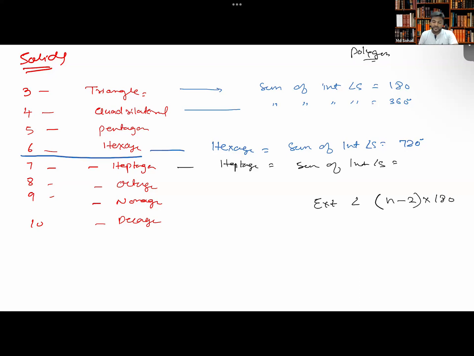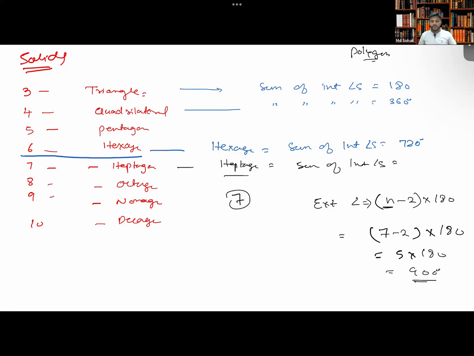Okay, so let's see if we can do this further. In the case of a heptagon, it's obviously 7. 7 minus 2 multiplied by 180, right? So 5 into 180, you get 900°. So is it possible to get an exterior angle that is equal to 900°? No, obviously no.